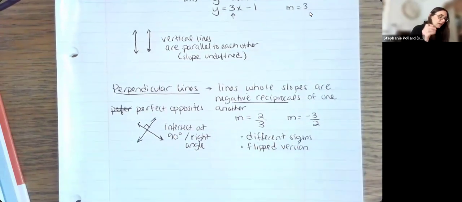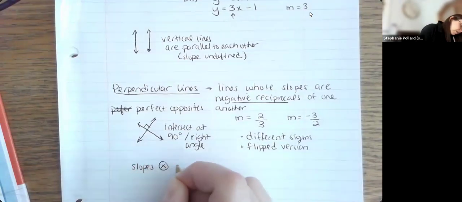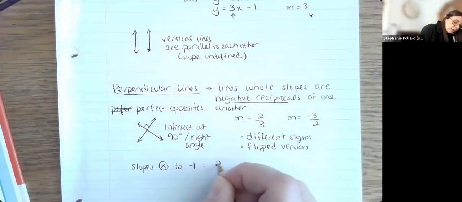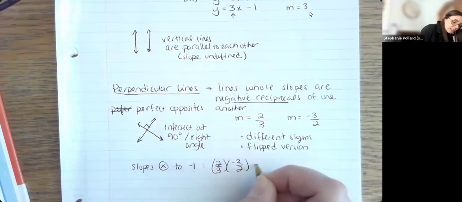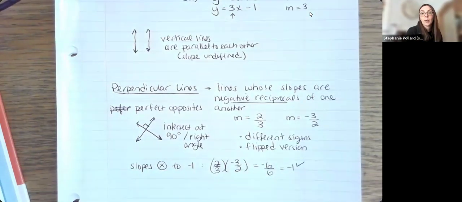Of course, the other thing that happens too is that the slopes multiply to -1. So for instance, if I use my example here, 2/3 times -3/2. If I multiply straight across, I get -6/6, which is -1. So that's another way that you can check that you have perpendicular lines.